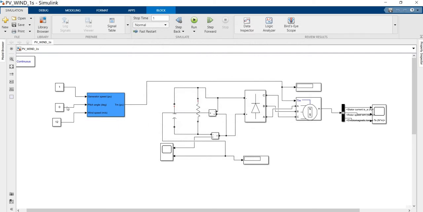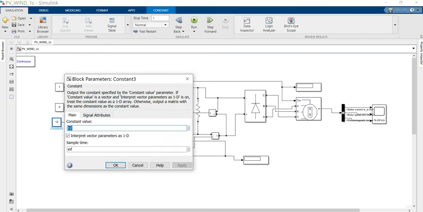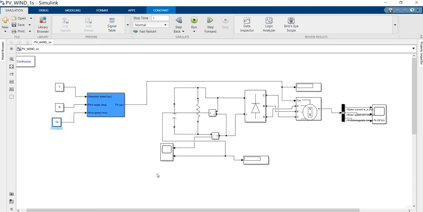Again, the pitch angle we are going to fix at 0. Assume the wind speed is 12. If needed, we will reduce that wind speed during the running time, and then see what voltage is available.